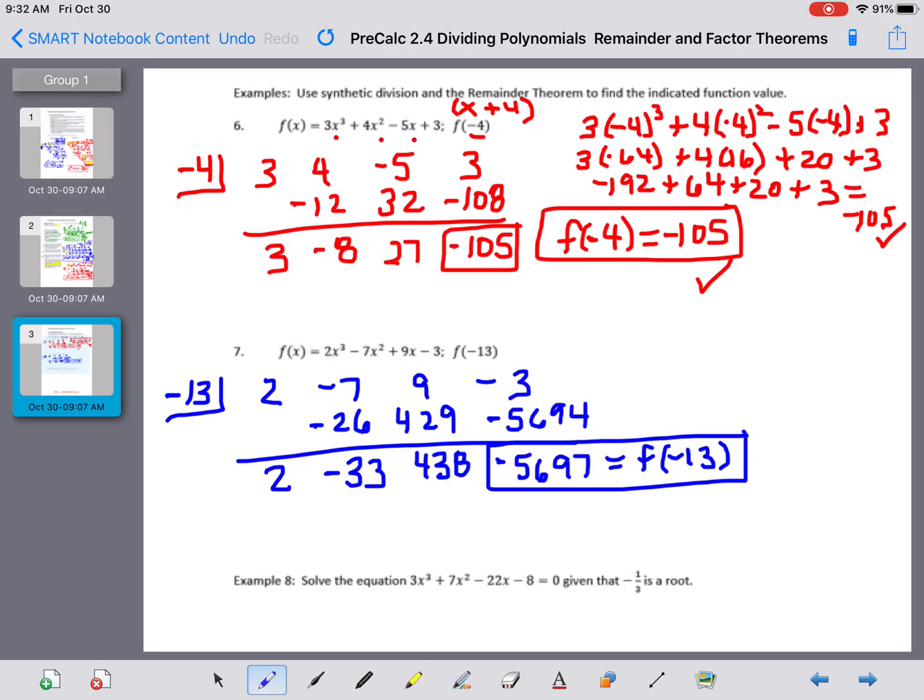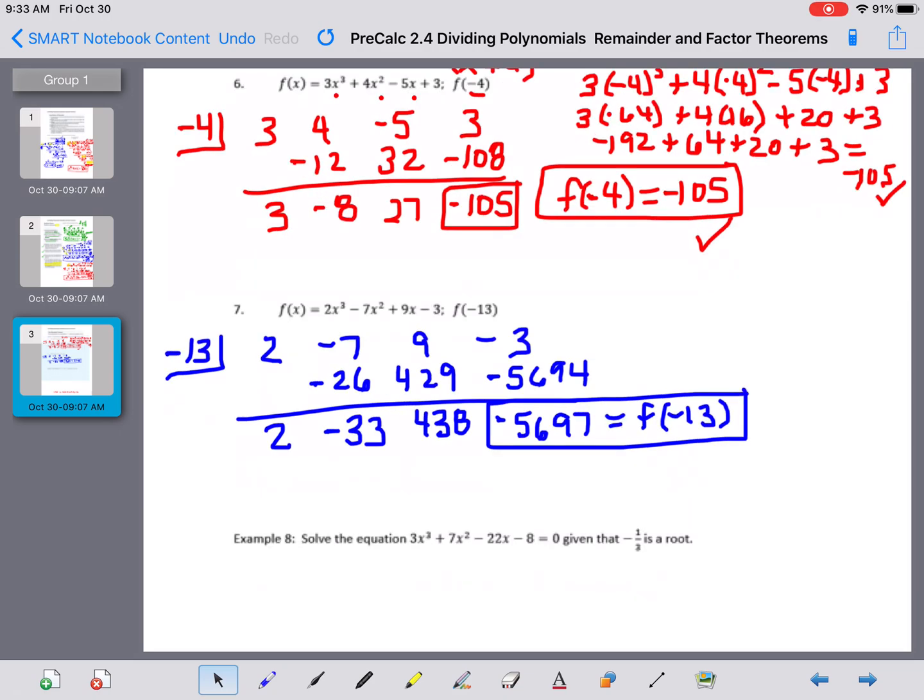Still use a calculator? Is it faster than plugging negative 13 into all those spots? Possibly, but just know that this is an equivalency. So this is the big thing about the remainder theorem. All right, last problem here. Solve the equation given that negative 1/3 is a root.